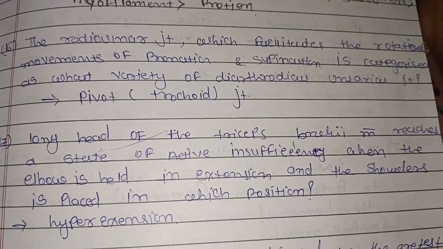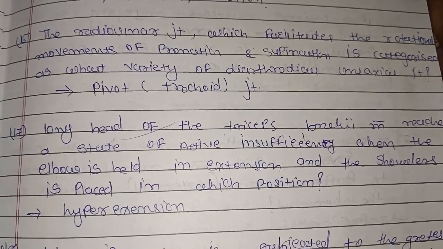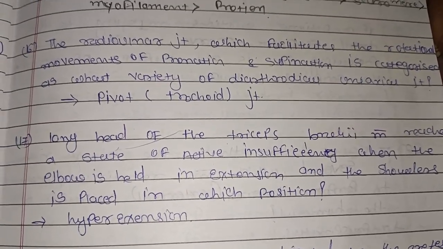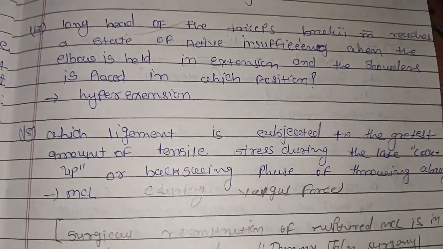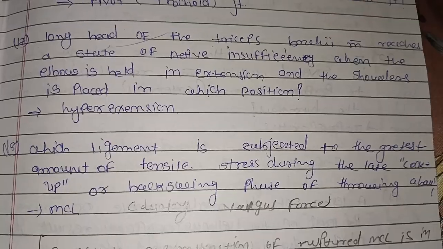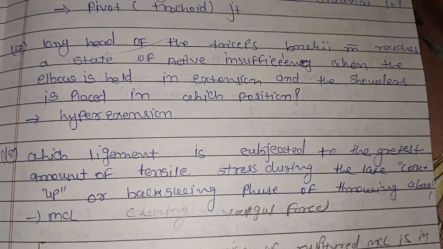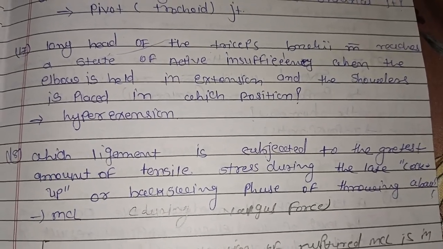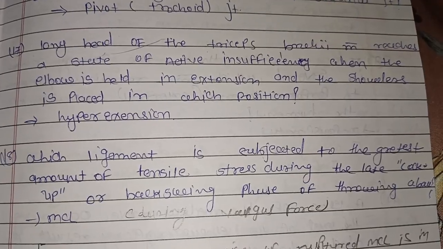So with active insufficiency, the elbow is held in extension and the shoulder is placed in which position? Hyperextension. Which ligament is subjected to the greatest amount of tensile stress during the late cocking or backswing phase of throwing the arm?